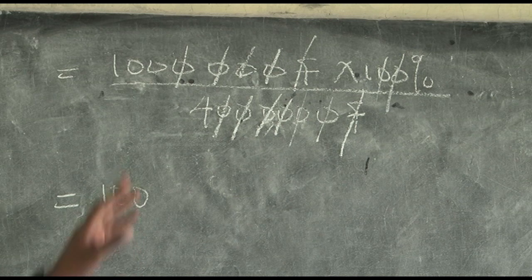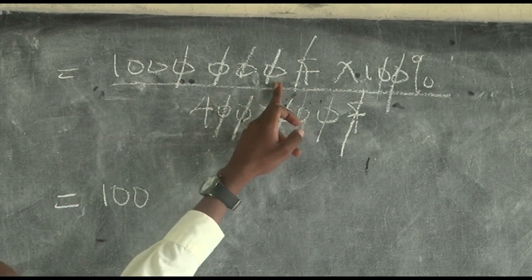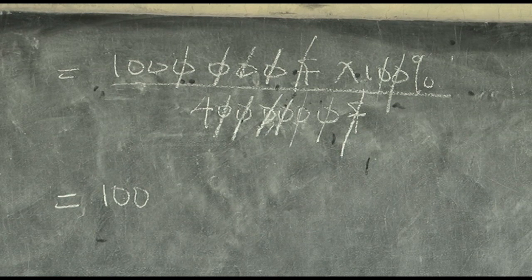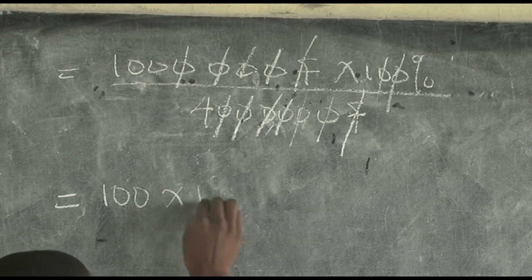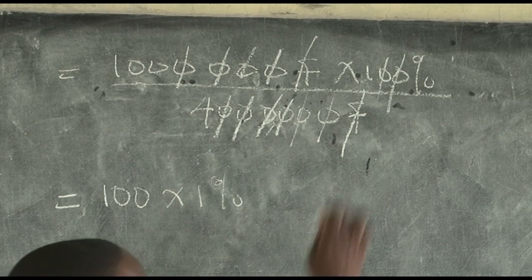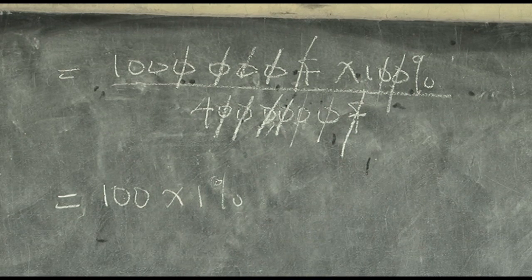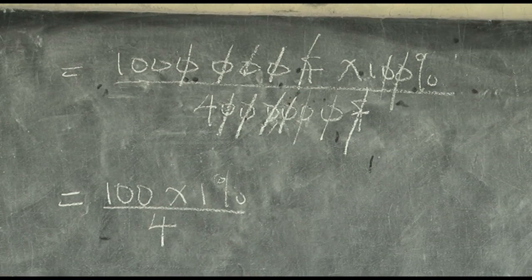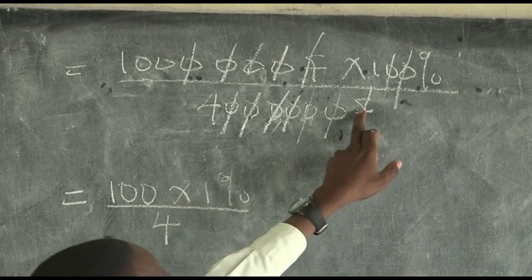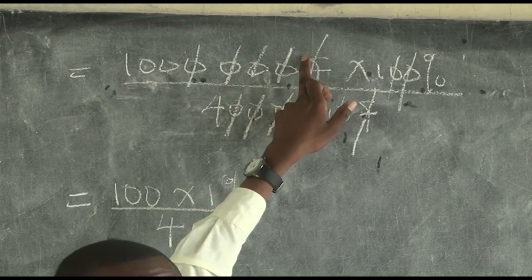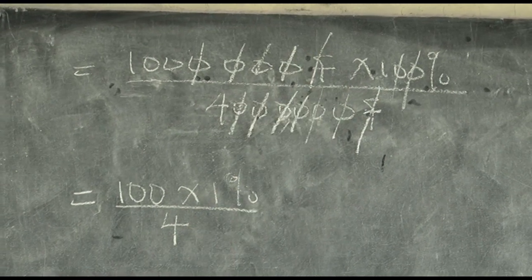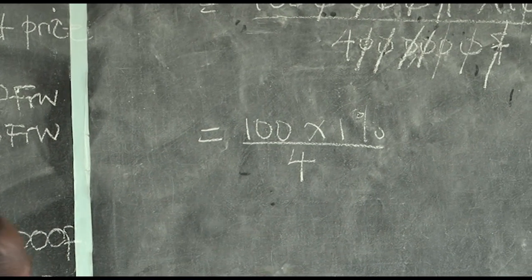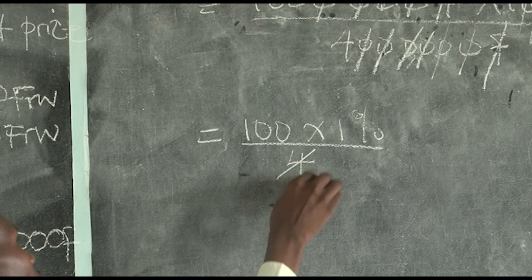100. There is no unit now on 100 because the francs have been cancelled. Times 1%. This percentage has not been cancelled. There is not any unit we crossed with. Divided by 4. Don't ask me where are the francs. This unit cancelled out with this unit. So we shall have 100 times 1% divided by 4. Let's continue as by 4, 1.